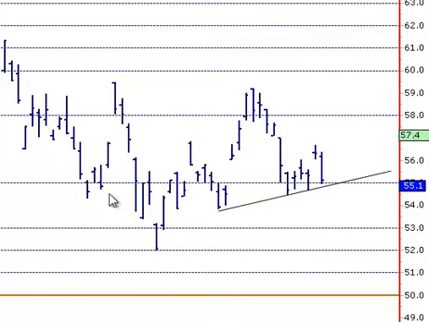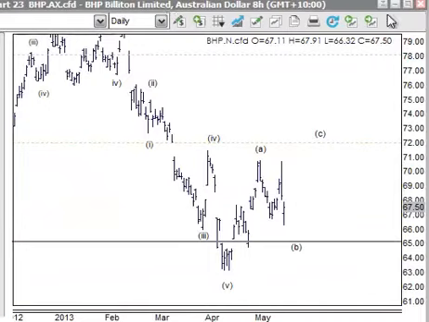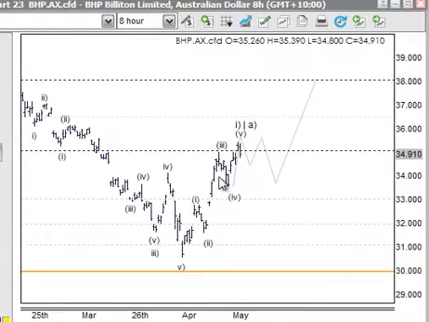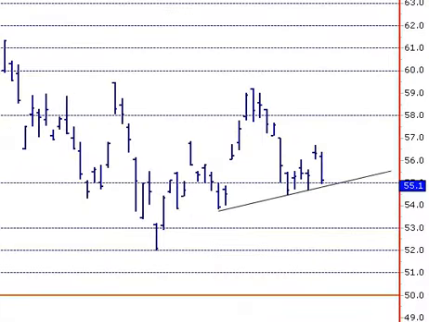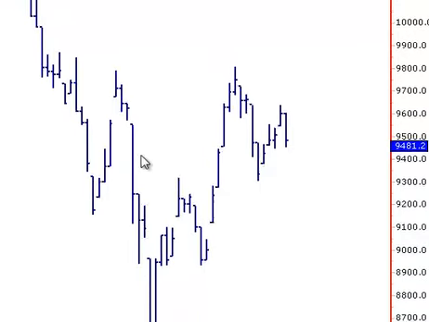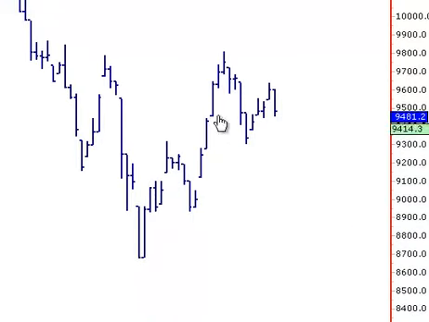But this is clearly corrective here, so you can see why I'm in a bit of a tizzy about this sort of nice 5-wave structure we got here. The other half of the market is saying it's corrective. This one here is saying that it's impulsive. Actually, let's just have a look at the XMJ, the materials sector, which would be the same as BHP as well. No, it's not quite. Okay, so it's corrective here as well, this move up through here.